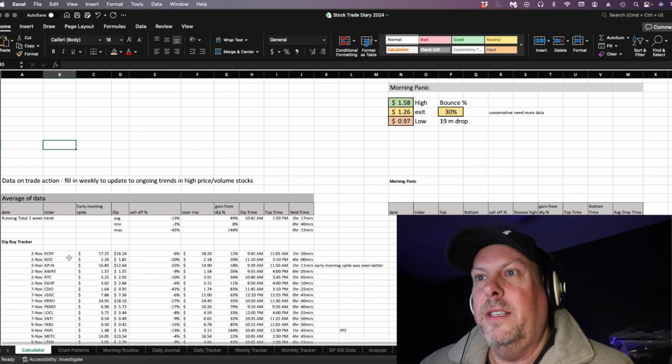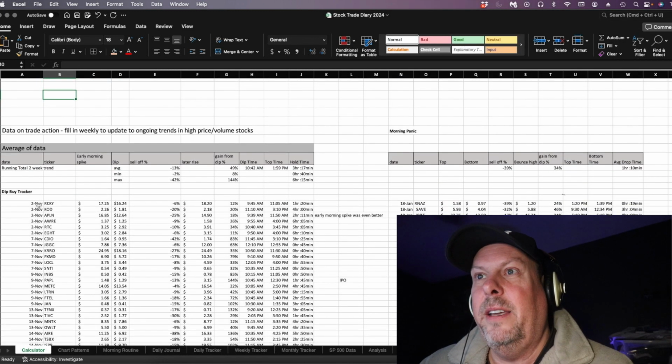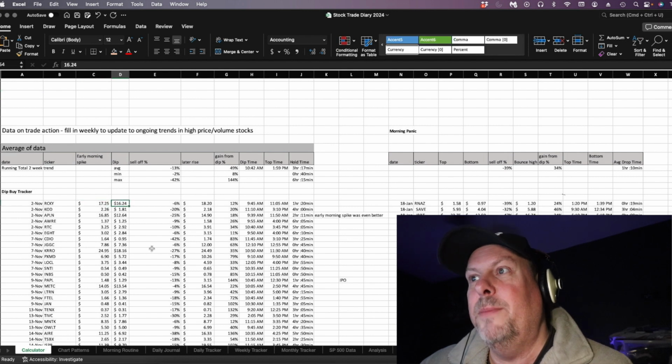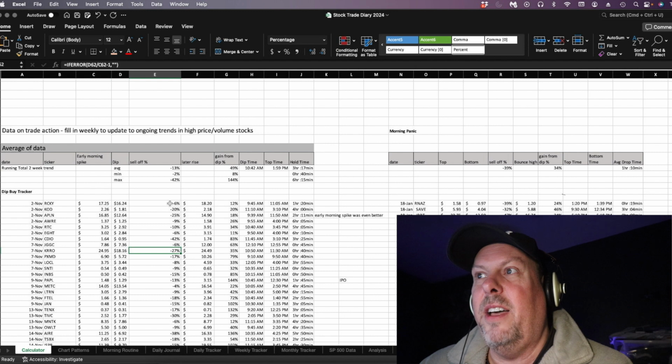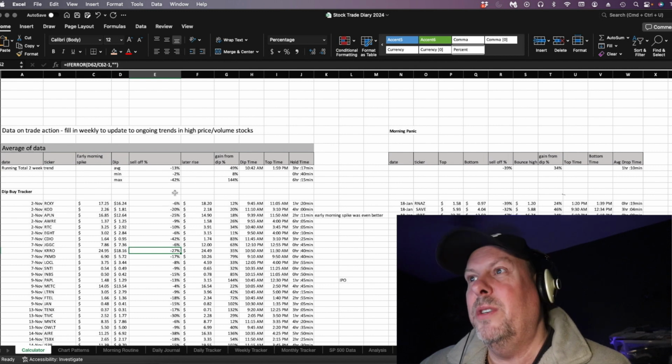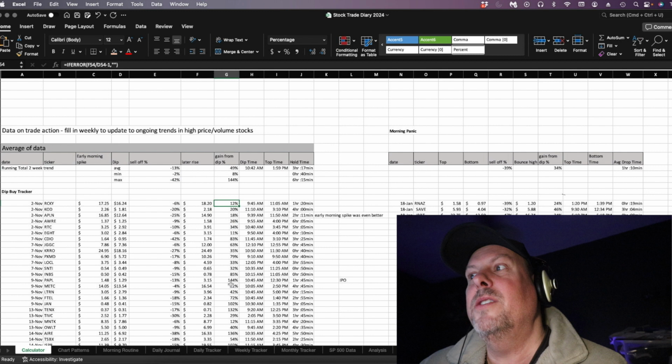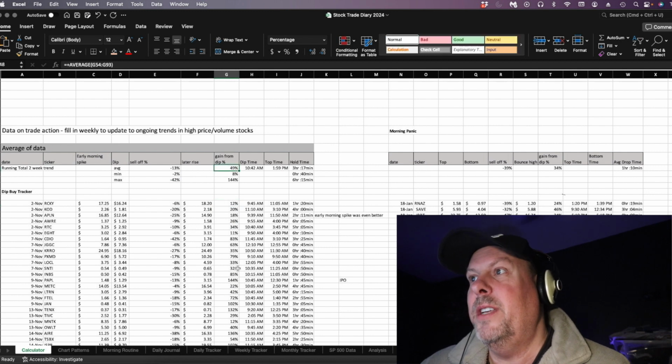Same thing on these dip buy trackers. I'm tracking dip buys from the early morning spike, what it dips to, and that percent sell off I can use as a percent gauge, which gets me to that 13% I'm using above. Then the later rise and the gain. Some of these are really crazy, like 140, some are really low, 12%. So then you get that average up here, 49%.